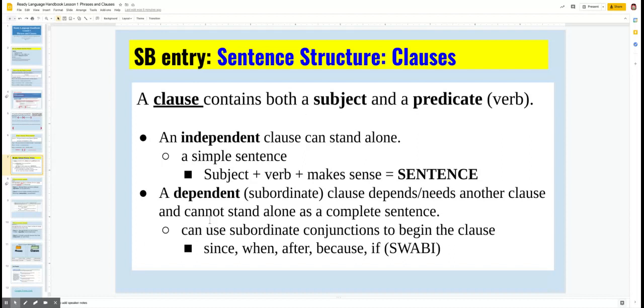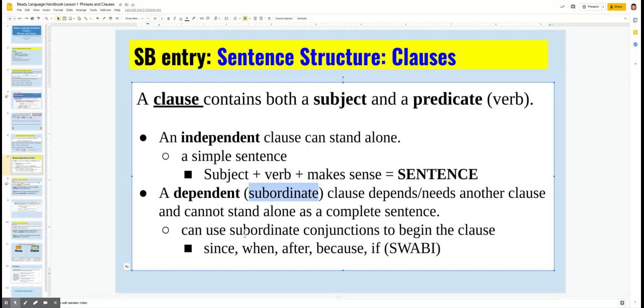And a lot of times, a dependent clause, also known as a subordinate clause, uses a subordinate conjunction, which we're going to get into some more later. But we've talked about coordinate conjunctions before, and those are your fanboys. Subordinate conjunctions are what we call our swabbies. And these are just a few examples because there's a lot of them. Since, when, after, because, if. Now, there's a whole lot more, but these are just our basics that I want to touch on.